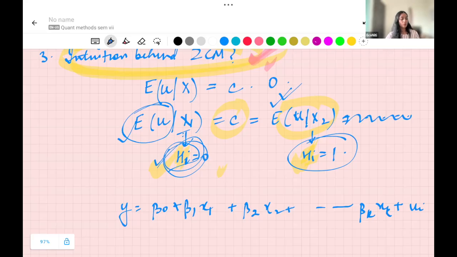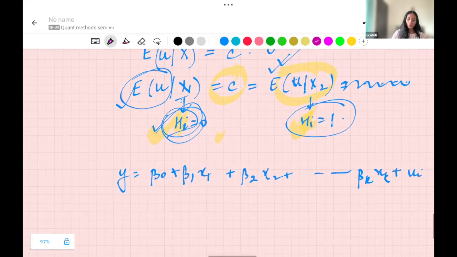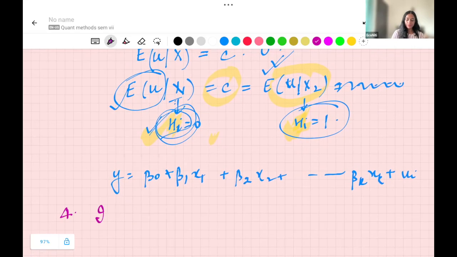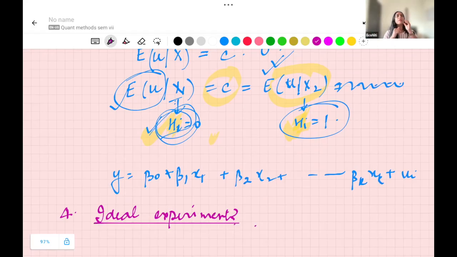राइट? ओके. So then the question is that what is the ideal experiment? आइडियल एक्सपेरिमेंट का मतलब है कि suppose you have the freedom or you have the resources to set up an experiment and then make a claim whether or not something works, right?